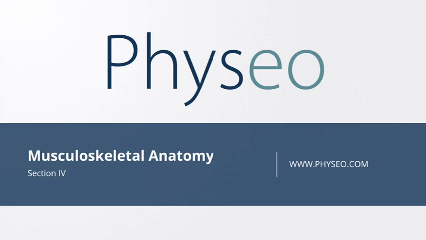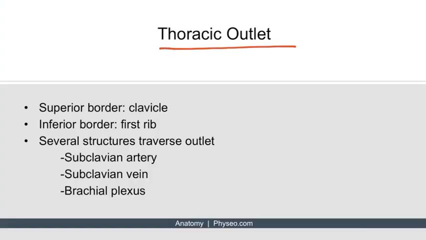Welcome to Section 4 in Musculoskeletal Anatomy. In this section, we will discuss the thoracic outlet, the rotator cuff, and the muscles involved around the shoulder. Let's get started. Let's first discuss the thoracic outlet.